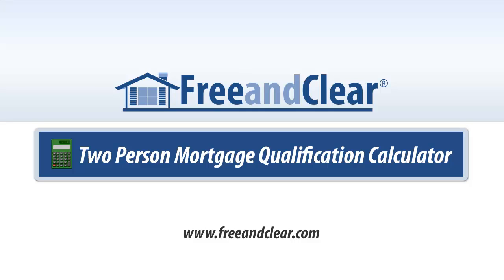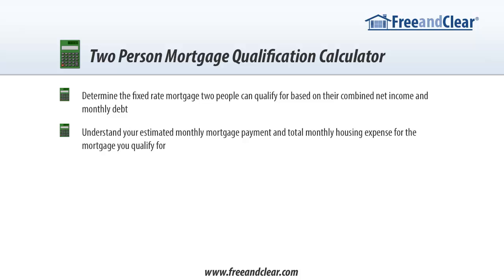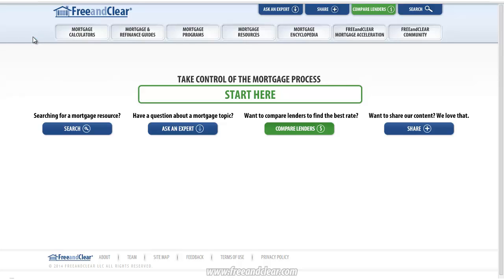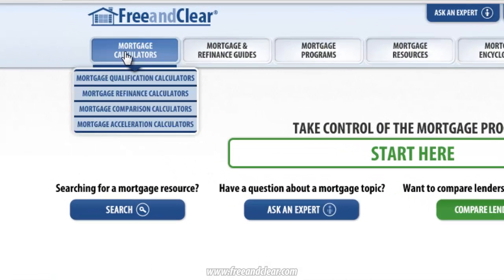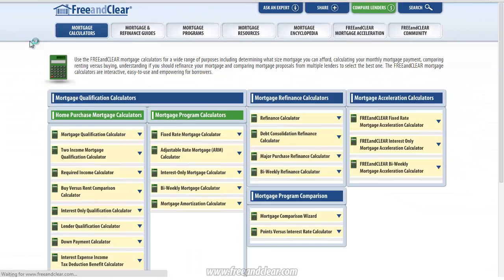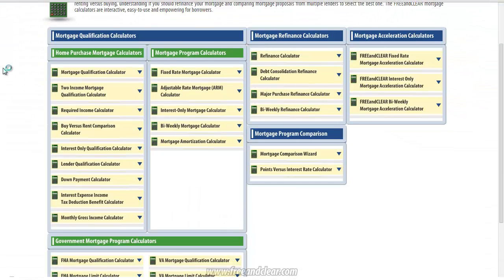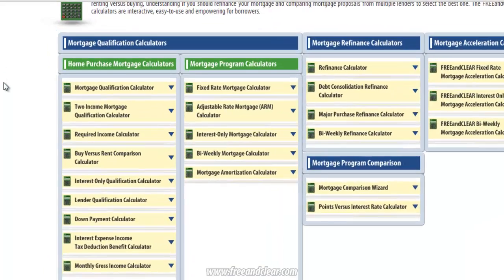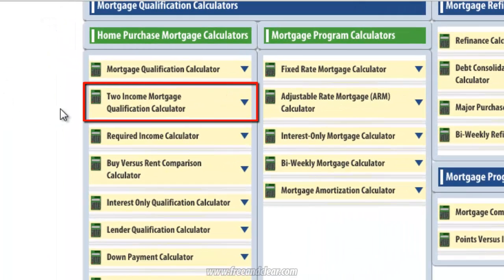We're going to review the freeandclear.com two-income mortgage qualification calculator, which is a calculator that allows you to determine the amount of mortgage two people can afford based upon their income and debt. To find the two-income mortgage qualification calculator, simply click on the Mortgage Calculators tab on the top left corner of any page on freeandclear.com. That'll take you to a list of all the calculators available on freeandclear.com, and the two-income mortgage qualification calculator is listed under Home Purchase Mortgage Calculators.